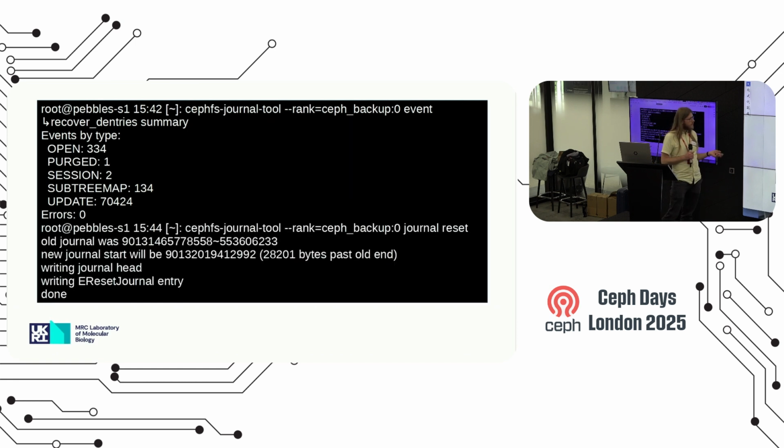Okay, so now that we've recovered as much of the journal as possible, we can just discard it because we've already saved what we could. There's no hope for it now, so we're going to get rid of it, and we're going to do it with this journal reset command.